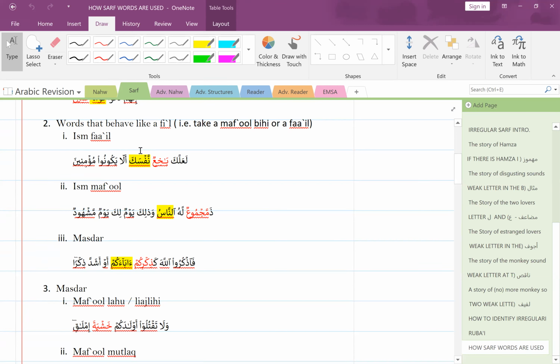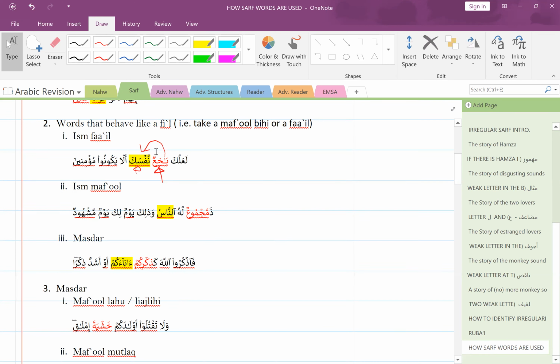We know an isim by default is supposed to be rafa, nafsu. But here in this case, it's nafsa. Why? Because the isim fa'il here is doing a job. It's acting on that isim right there, and it's making it mansub because this one is the maf'ul bihi. So bakhi'un nafsaka. You're killing yourself. You're almost killing yourself.